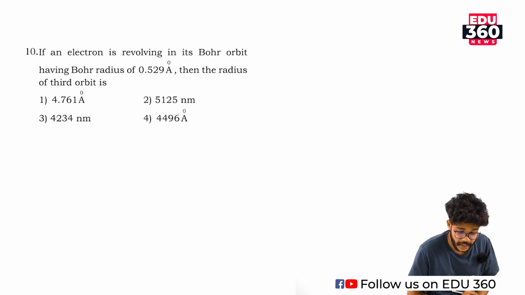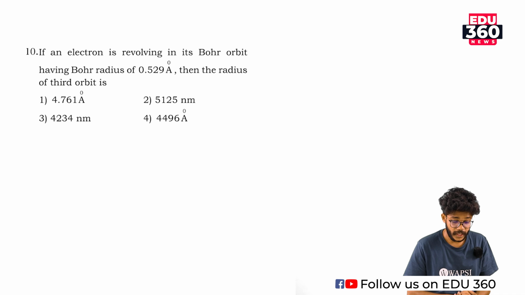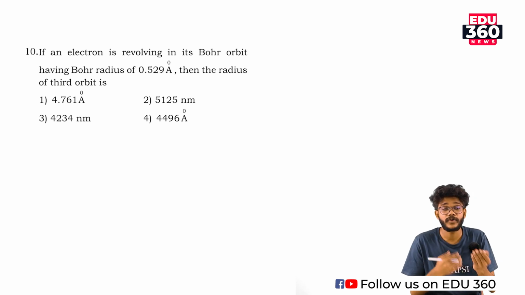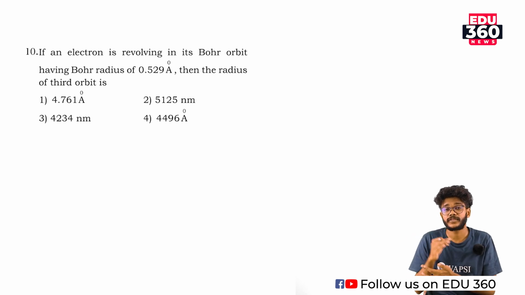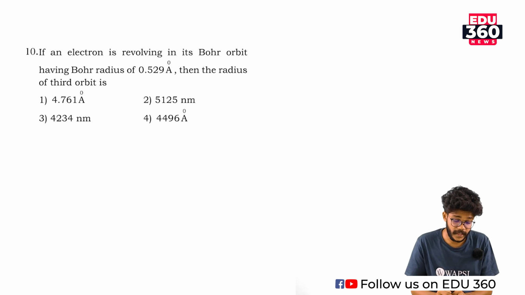If an electron is revolving in its Bohr orbit having a Bohr radius of 0.5 angstrom, which is 10 raised to minus 10 meter, then what is the radius of the third orbit? This is very simple. Radius is proportional to n squared. So n is 3, 3 squared is 9, and 9 multiplied by 0.5 angstrom is equal to 4.5 angstrom. So option A is the correct answer, 4.761 angstrom. Okay, thank you.